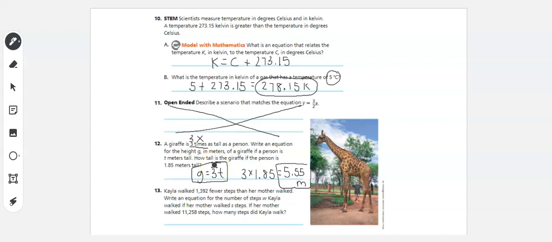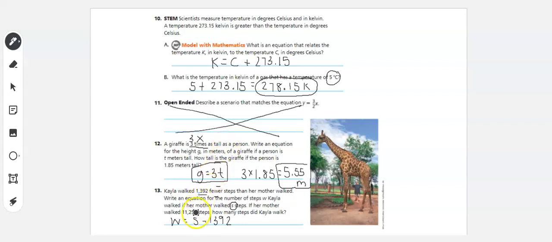13. Kayla walked 1,392 fewer steps than her mother walked. Fewer means subtraction. So our number is that, fewer, subtraction. We're going to write an equation for the number of steps. W, Kayla walked. So W equals, her mom's letter is S. So W equals S minus 1,392 because Kayla walked that many less.